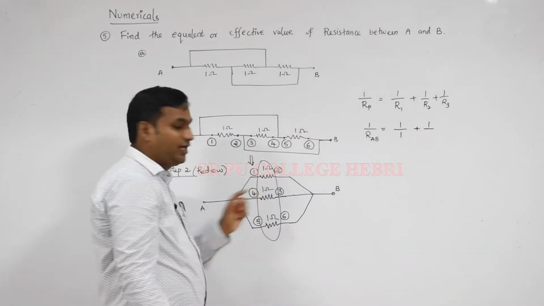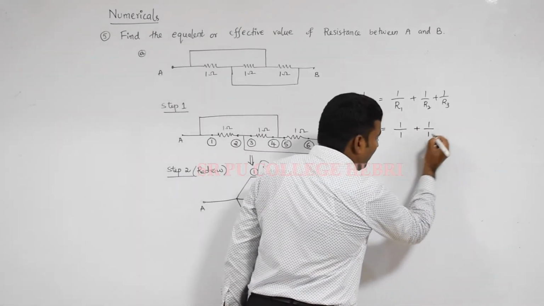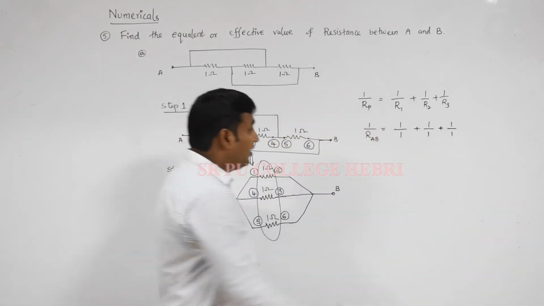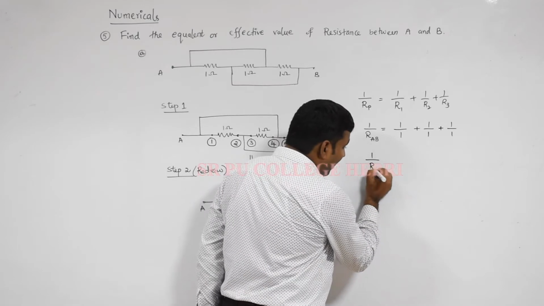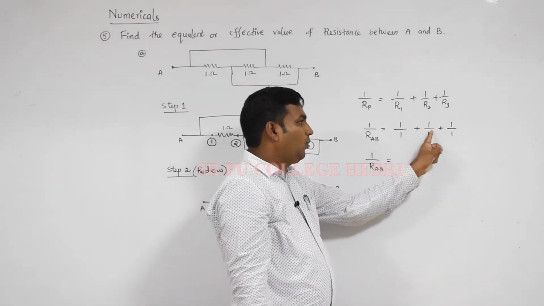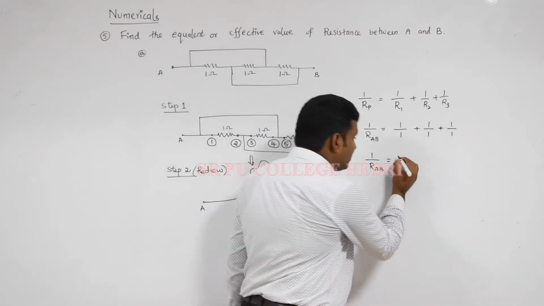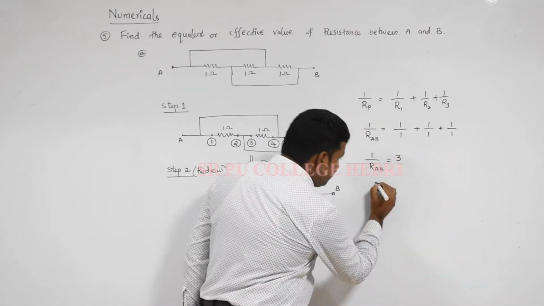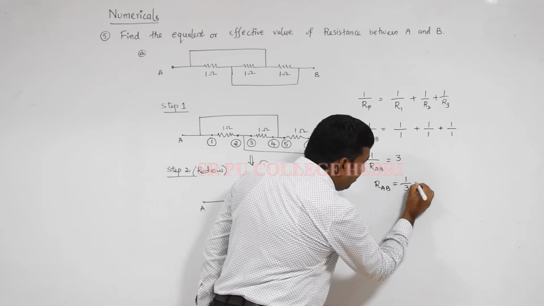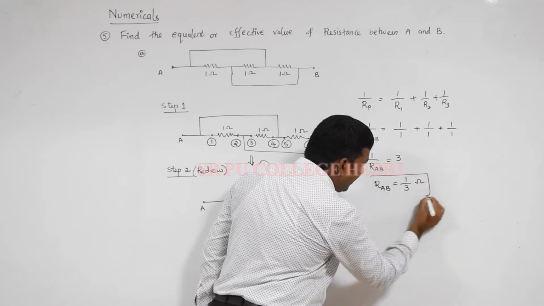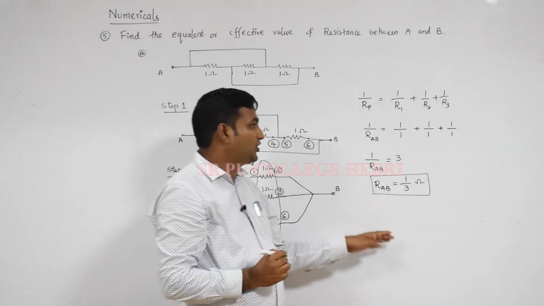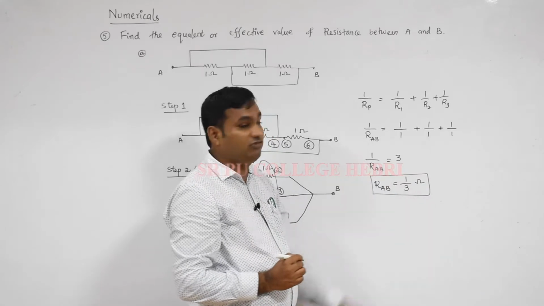Plus 1 divided by R2. What is the value for R2 they given here? 1 ohm. It becomes 1 by 1, plus 1 divided by R3, it becomes 1 by 1. Now 1 divided by Rab, after simplification it becomes 1 plus 1 plus 1. Total answer becomes 3. That means Rab is equal to 1 by 3 ohm. Keep this answer in your mind.